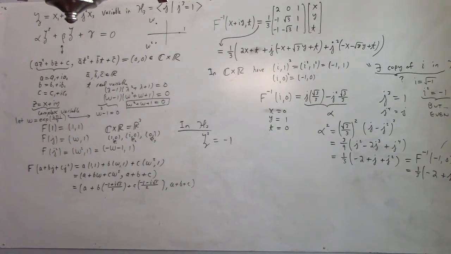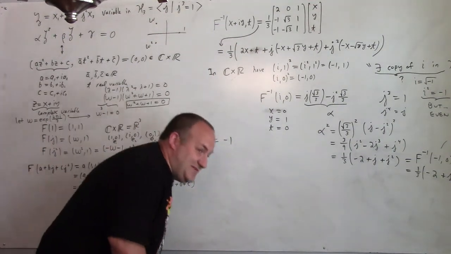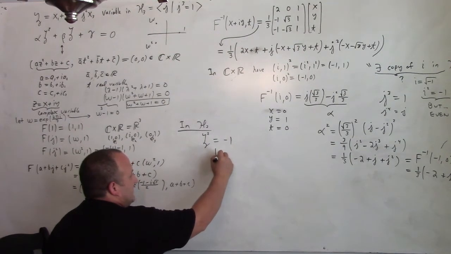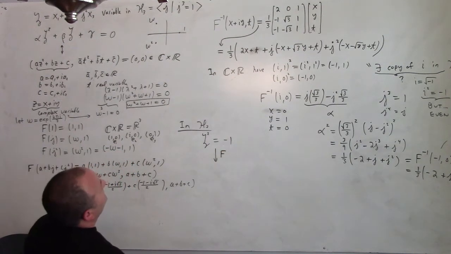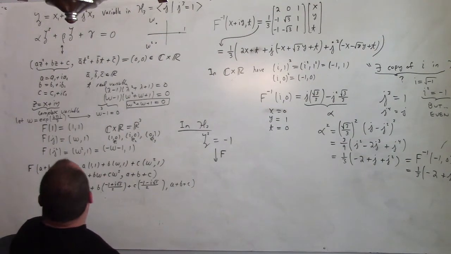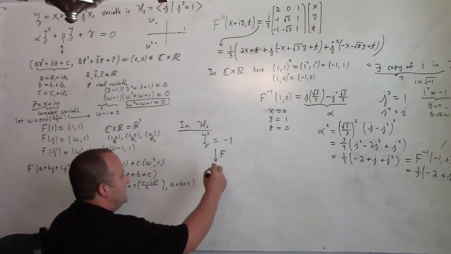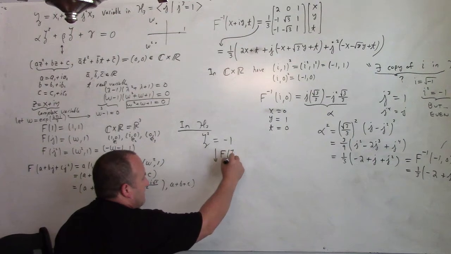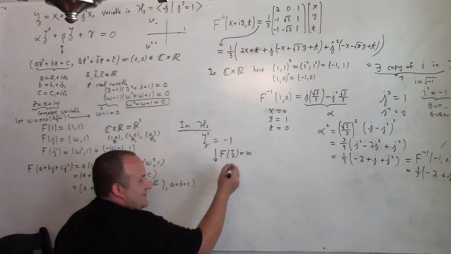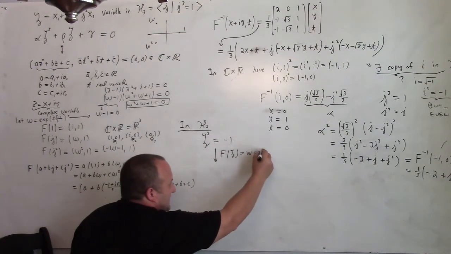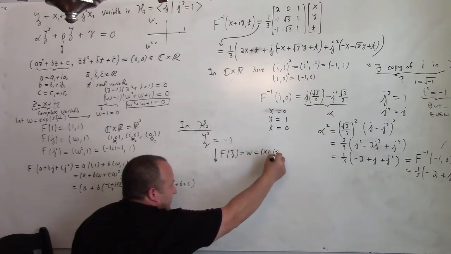Now, however, I can trade that question to one in C cross R. So let's feed it to F, right? We're calling it F. They were calling it F inverse. So F goes from H3 into C cross R. Okay, so let F of zeta equal W for the sake of it, and W is itself x plus iy comma t, right?